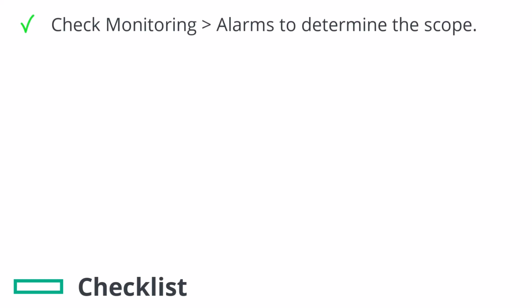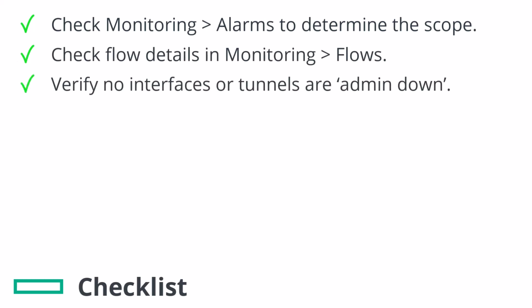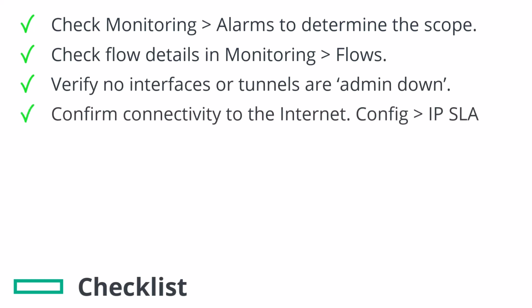To wrap up, the troubleshooting checklist is: check monitoring alarms to determine the scope of the issue. Check flow handling in monitoring flows and the detail I pop up. Verify no interfaces or tunnels are set to admin down. Confirm basic connectivity to the internet, either by manually pinging from the relevant WAN interface, or the IP SLA, if correctly configured, will do this for you.